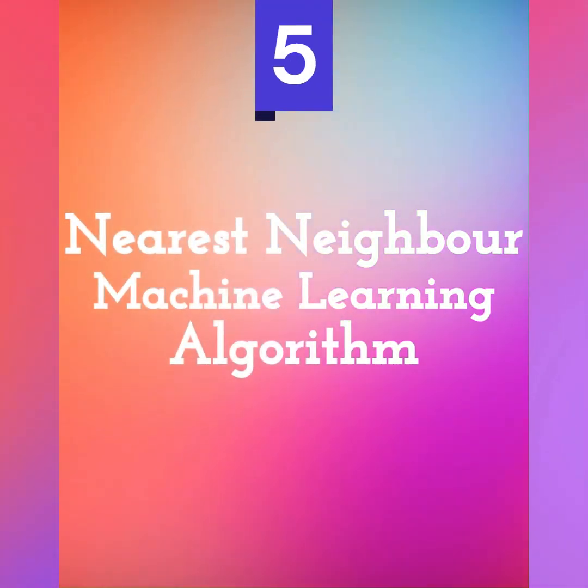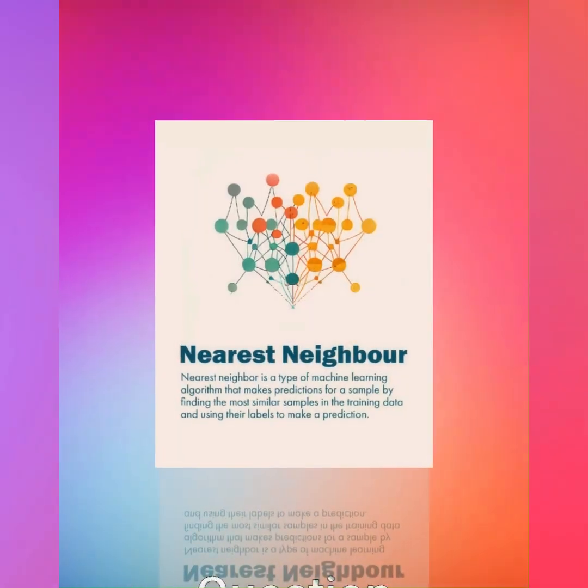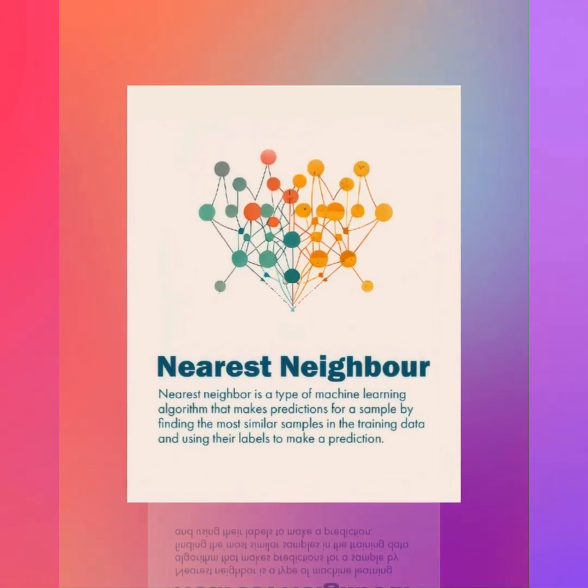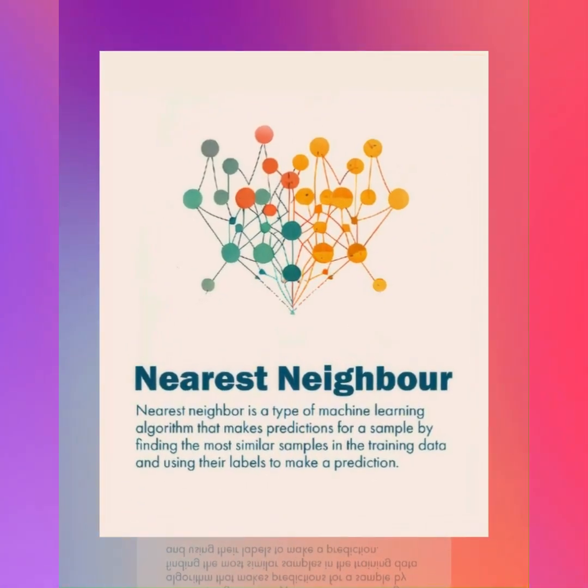What is the nearest neighbor machine learning algorithm? Nearest neighbor is a type of machine learning algorithm that makes predictions for a sample by finding the most similar samples in the training data and using their labels to make a prediction.